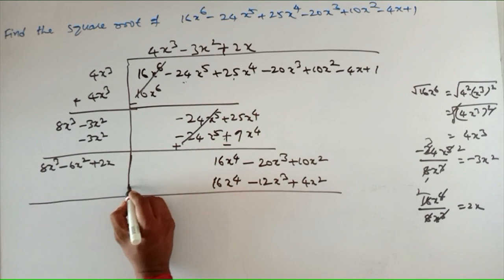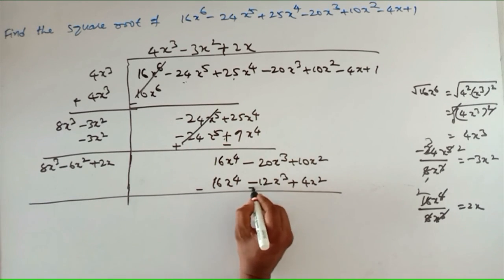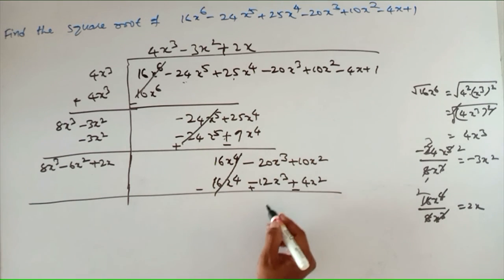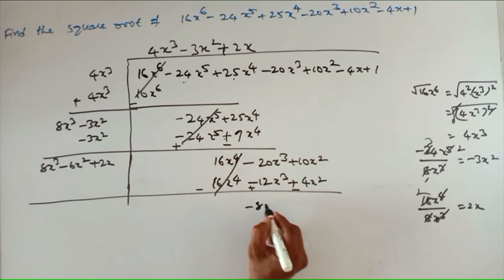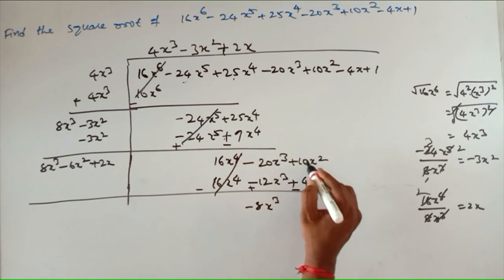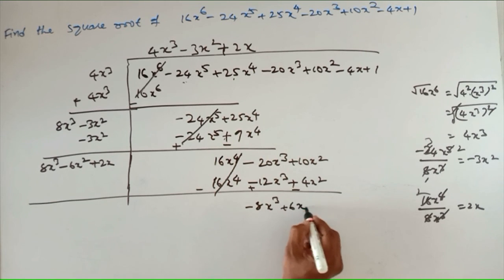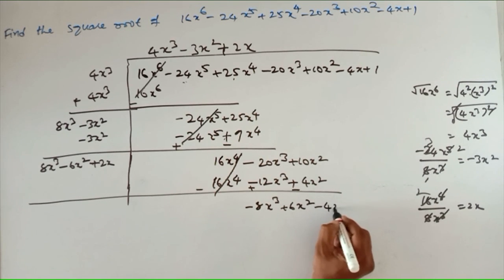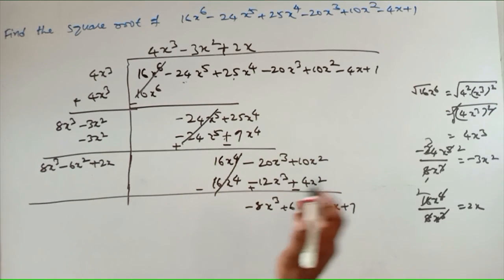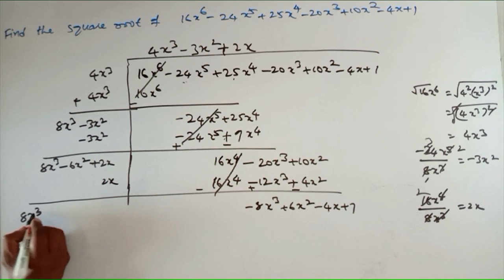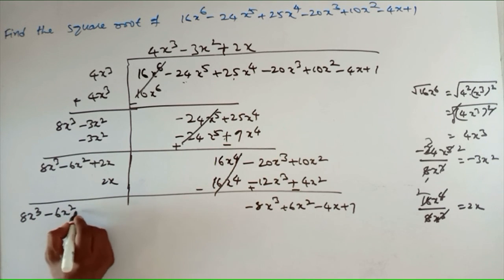Now do the subtraction. Minus plus minus. So this will be gone. 20 minus 20 plus 12 is minus 8x cube, plus 10x square minus 4x square is plus 6x square. Remaining is minus 4x plus 1. I am dropping the remaining two terms. Now I am going to double this 2x. 8x cube minus 6x square plus 4x.